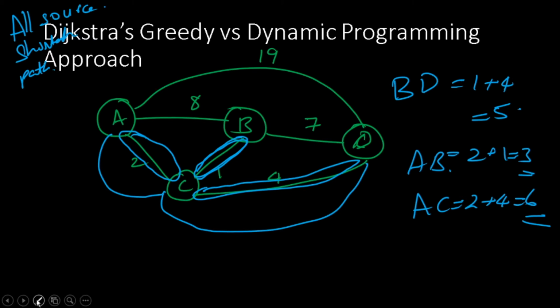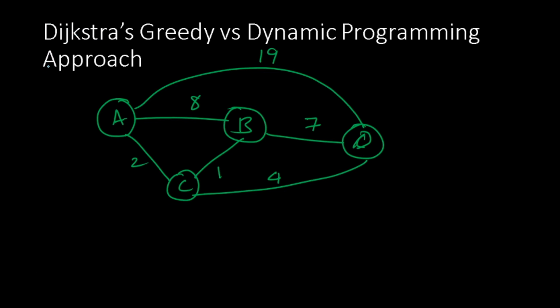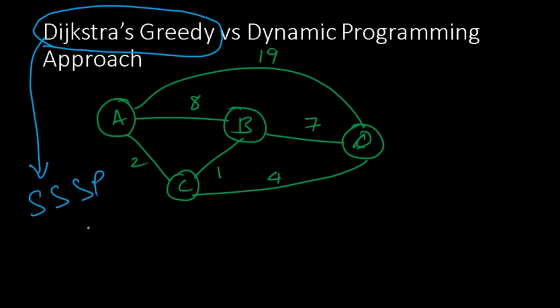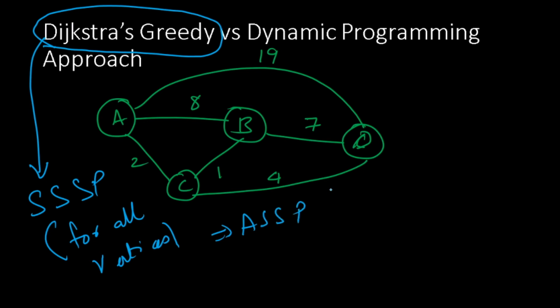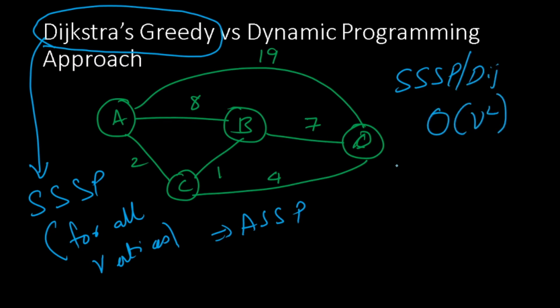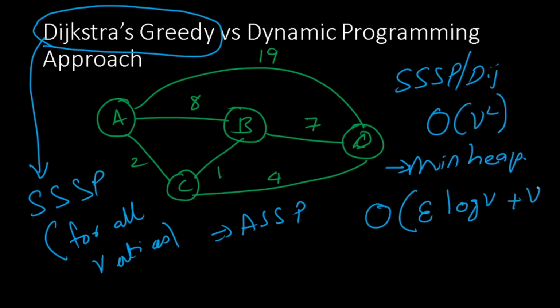Okay, before we proceed any further, what are our options? On one hand, we could employ Dijkstra's greedy algorithm. How? Dijkstra's algorithm gives a single source shortest path. If we can do single source shortest path for all vertices, we have all source shortest path. What is the complexity? Single source shortest path by Dijkstra's is order of v square normally, but since we use a min heap, we will have it nicely at order of e log v plus v.